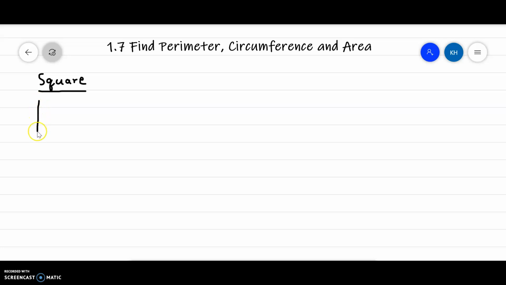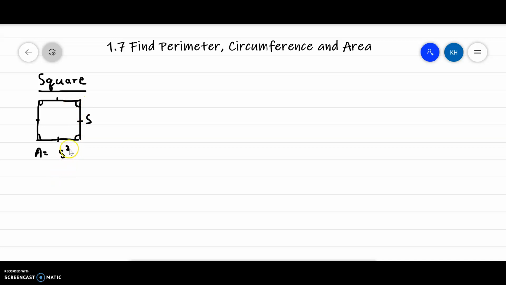Hopefully you're aware what a square resembles. It's a quadrilateral. Has 4 sides of equal length. So we'll see those congruence marks to illustrate that we have 4 sides of equal length, and it has 4 right angles. So the thing about a square is each side is of equal length. We call them each S, and the area of a square is found by taking one side and squaring it.